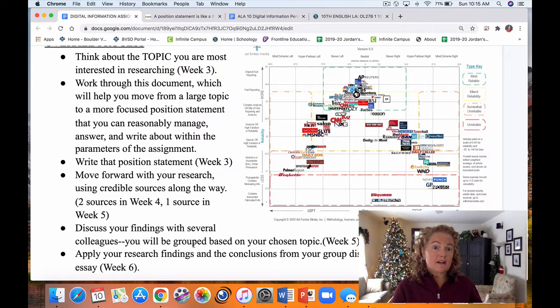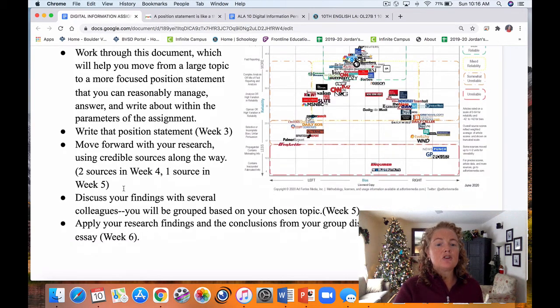So in week 3, you're going to think about your topic. You're going to work through this document that I'm walking you through right now, and you're going to write your position statement. That is what is due this week, a 1-sentence thesis statement, basically. All right, and then you're going to move forward with your research in weeks 4 and 5. You'll need to turn in 2 researched sources in week 4 and 1 researched source in week 5. And then in week 5, you're also going to have an opportunity to discuss those findings with several colleagues. That's coming up in a bit in this screencast, so I'll show you that in a second.